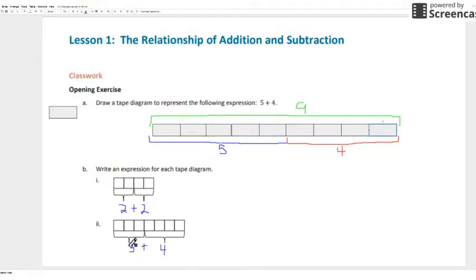All right, so that's the introduction to the lesson. Go ahead and stop the video and move on to the next one.